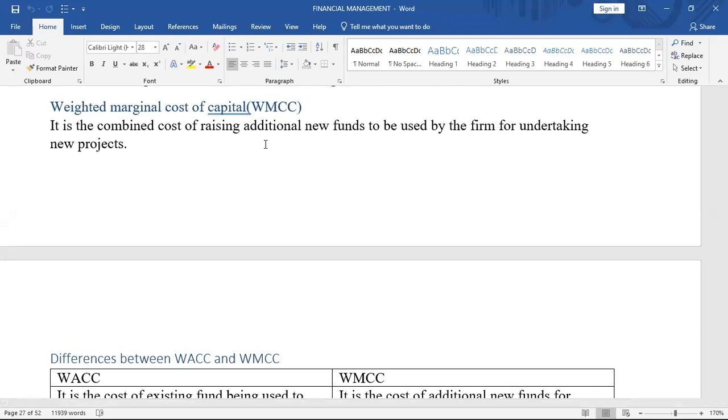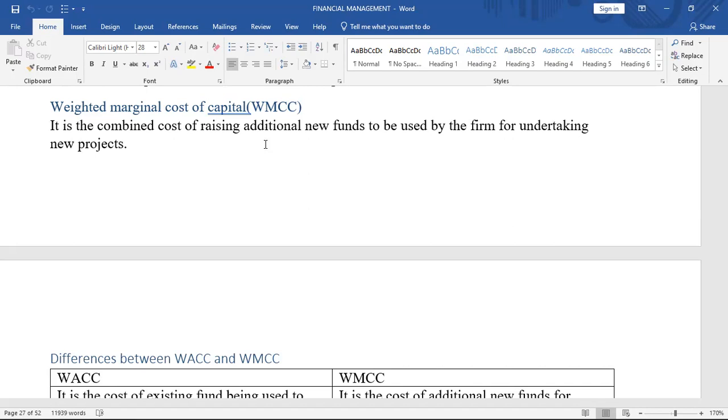I just want us to do the last part of the cost of capital. Now we are discussing the weighted marginal cost of capital. I remember what we were doing last time. We were discussing the weighted average cost of capital, where we used to discuss raising funds or looking at the existing capital structure of the organization. That is different from what we are going to be looking at today.